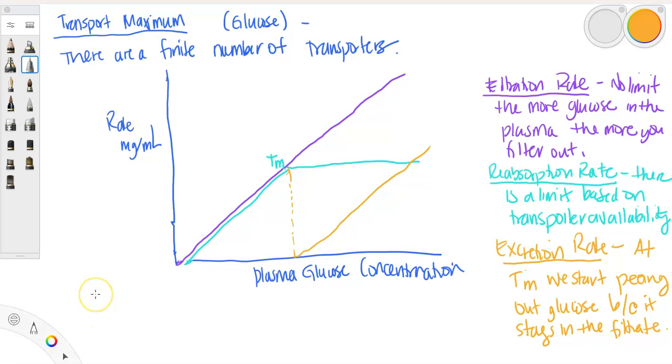Okay, so that's basically what's occurring in the proximal convoluted tubule. Proximal convoluted tubule, 70% of what was filtered into the filtrate is reabsorbed. Okay, and again, once we get to the point where there's no more transporters to bring in stuff like glucose, then we get to the transport maximum and it spills out into the urine. Okay. All right, so let's talk about what happens in the loops of Henle.